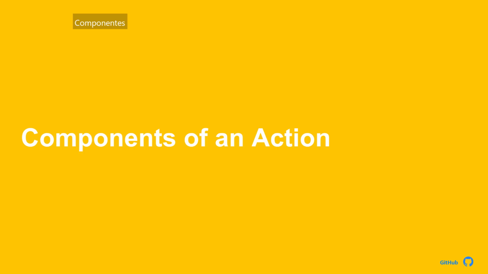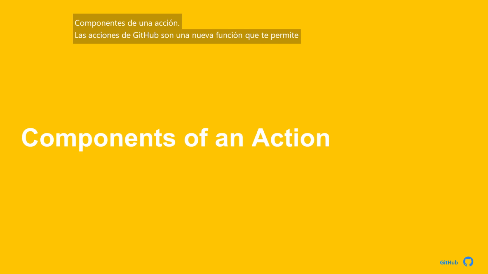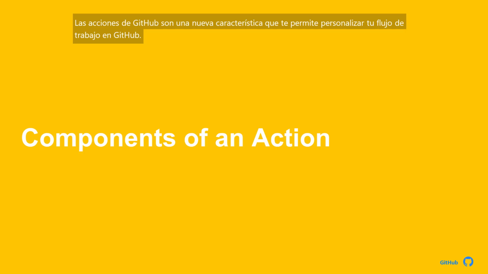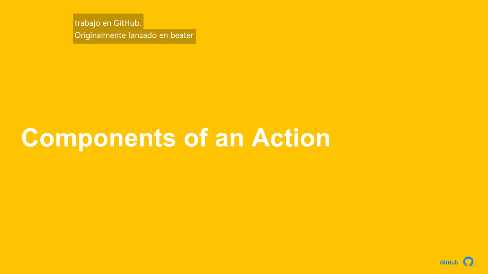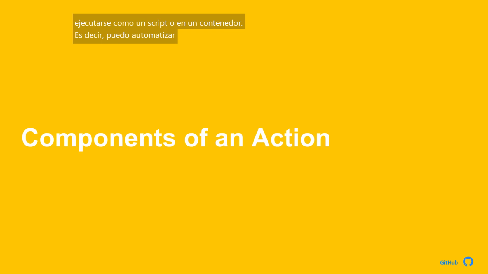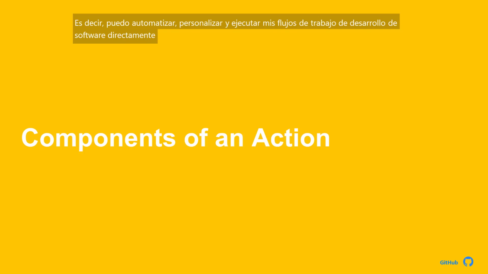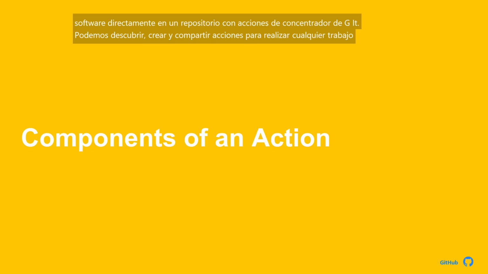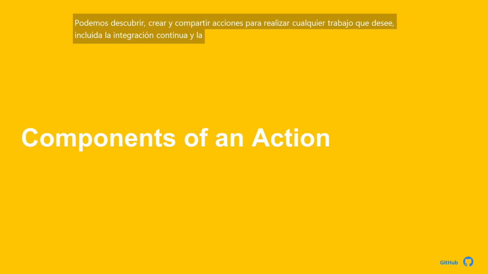Components of an action. GitHub Actions is a new feature that allows you to customize your workflow on GitHub. Originally released in beta in 2018, the latest version includes powerful continuous integration and continuous delivery primitives, familiar YAML syntax, and the ability to run as a script or in a container. That is, I can automate, customize, and run my software development workflows directly in a repository with GitHub Actions. We can discover, create, and share actions to perform any job I want, including continuous integration and continuous delivery, and combine actions into a fully customized workflow.